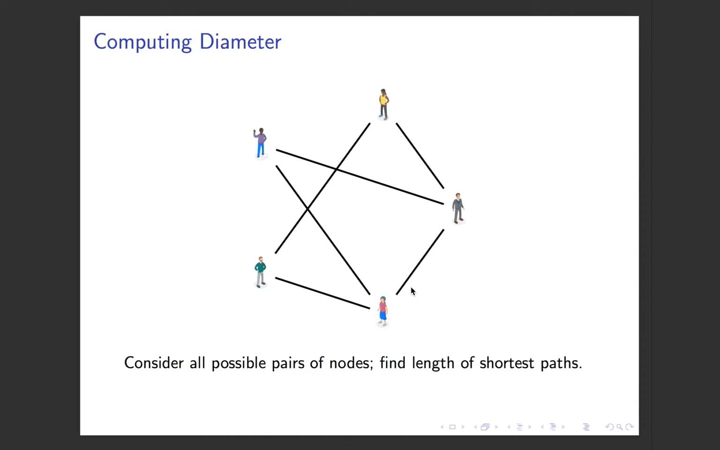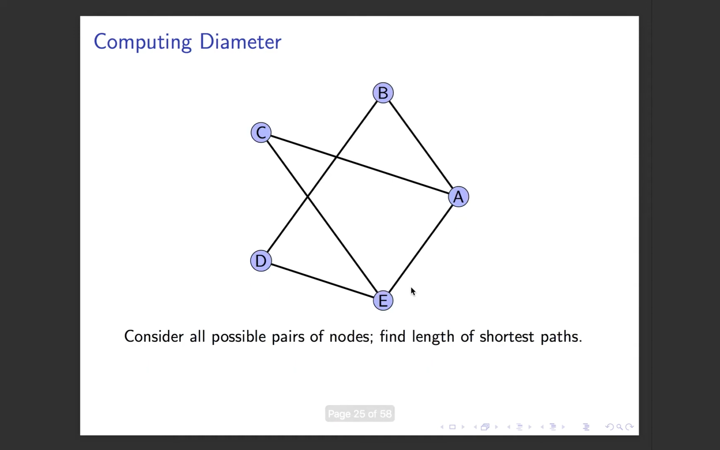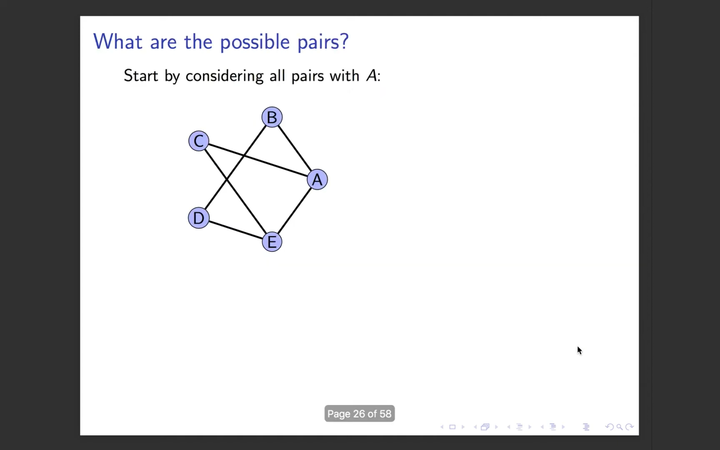So here's how we can do this. Let's break this into steps. It's going to be a little bit easier to visualize this if I label my nodes with letters rather than people. We're going to consider all possible pairs of nodes, and then we're going to find the length of the shortest paths in between those pairs. So the first thing that we need to do is figure out what are the possible pairs of nodes. Start by considering all the pairs that are paired up with A.